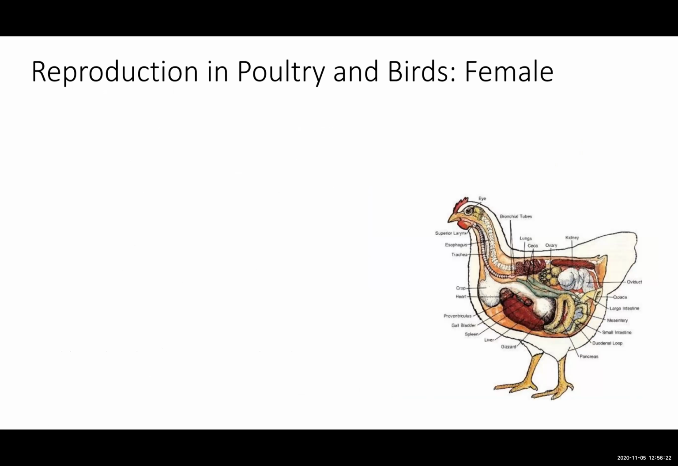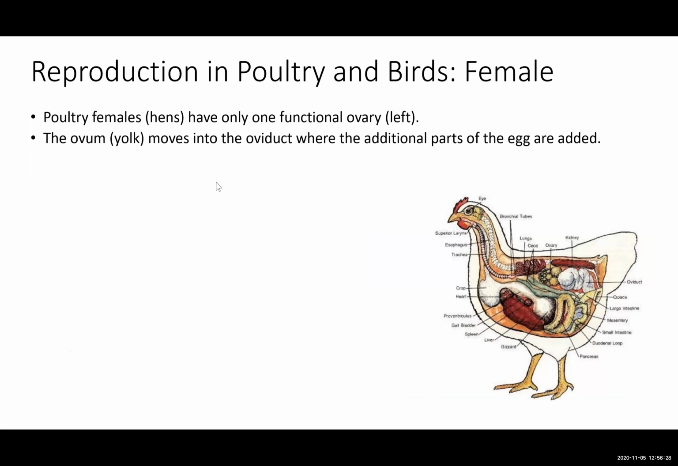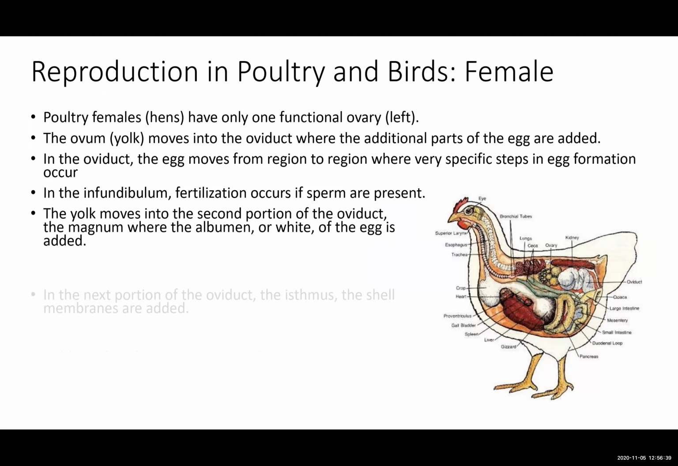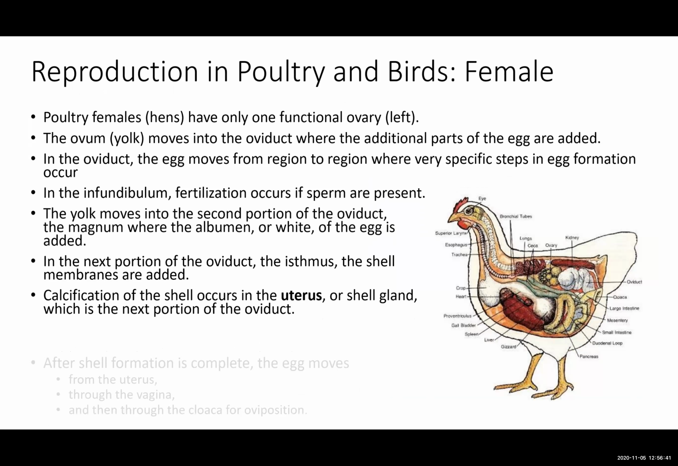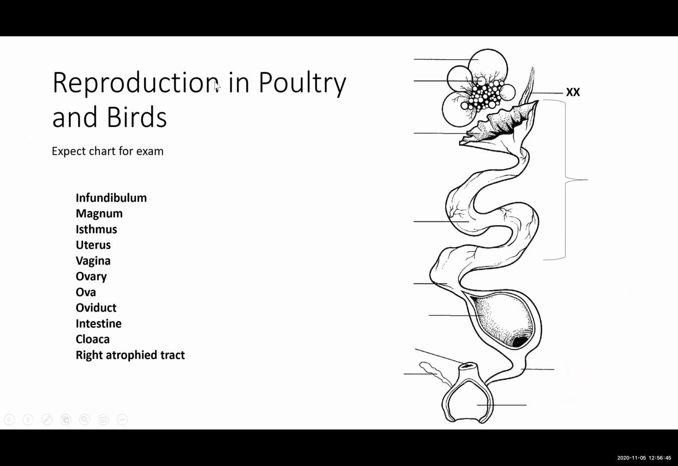All right, and then in poultry, I'm not going to read it all to you. Basically, in females, there's only one functional ovary, and the yolk moves through an oviduct and through a tract that has some similarities and differences from a mammalian tract. So I'll show you that here. Make sure you review these slides. But I'm bringing this one up because I definitely asked you this exact question on the quiz, so pay attention.